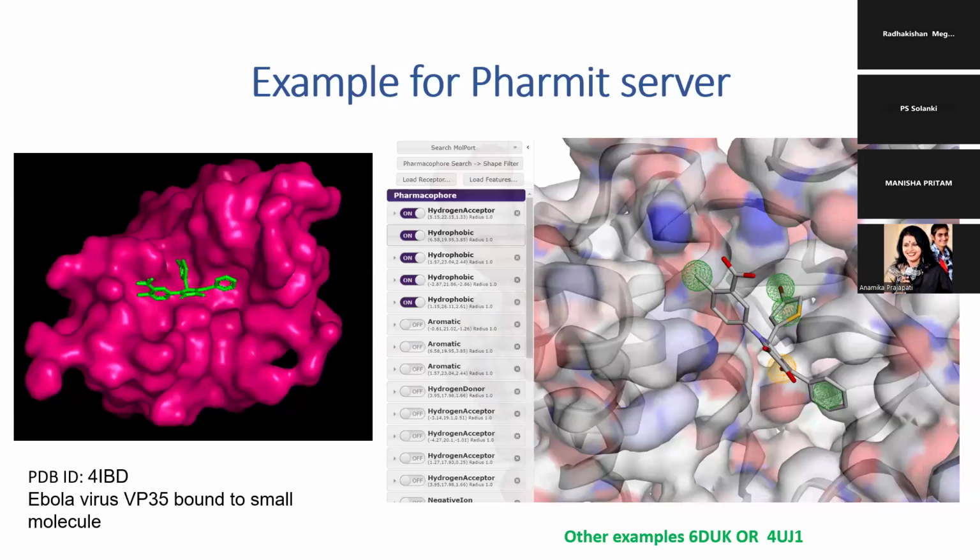So based on these structures, and on the right side, you can see different colors like green balls and yellow balls. So these are the pharmacophore features. It could be hydrogen bond acceptor, it could be hydrophobic. So these are different features.